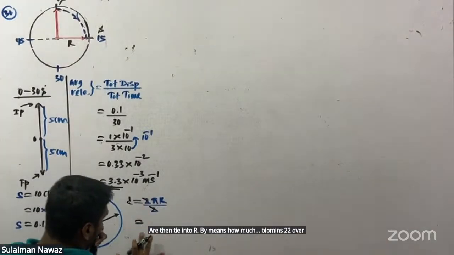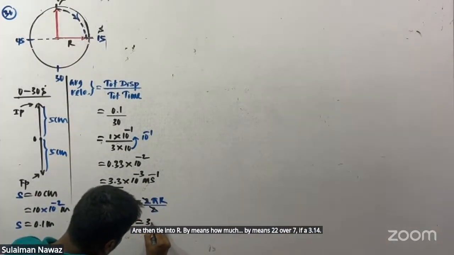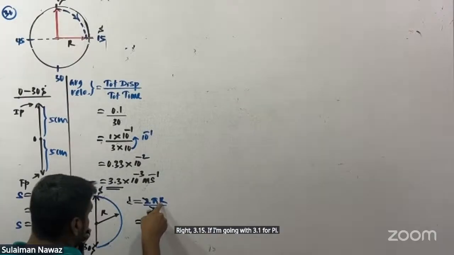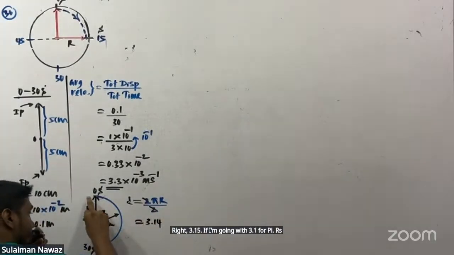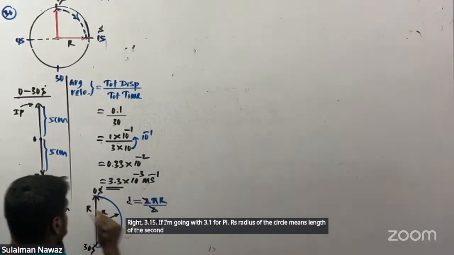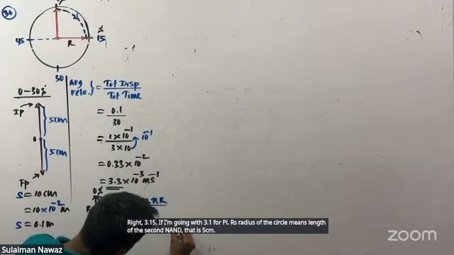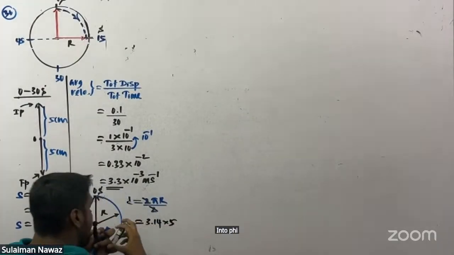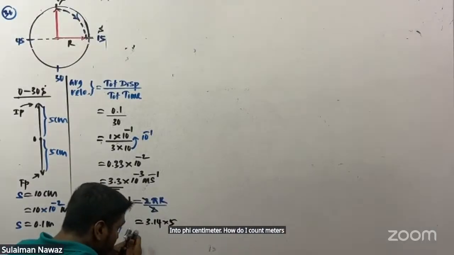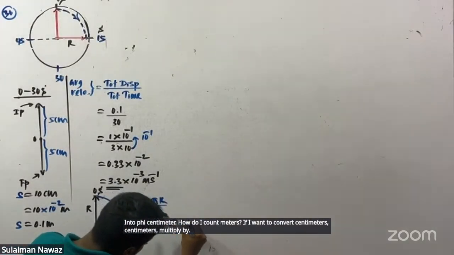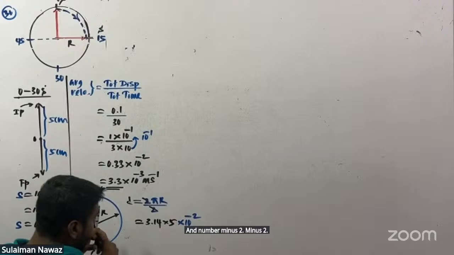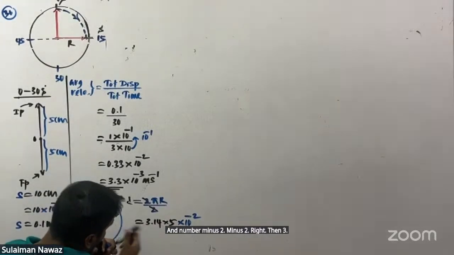If I'm going with 3.14 for pi, R is the radius of the circle, which means the length of the second hand, that is 5 centimeters. How do I convert to meters? If I want to convert centimeters into meters, multiply by 10 to the power minus 2. Then 3.14 into 5 means how much?